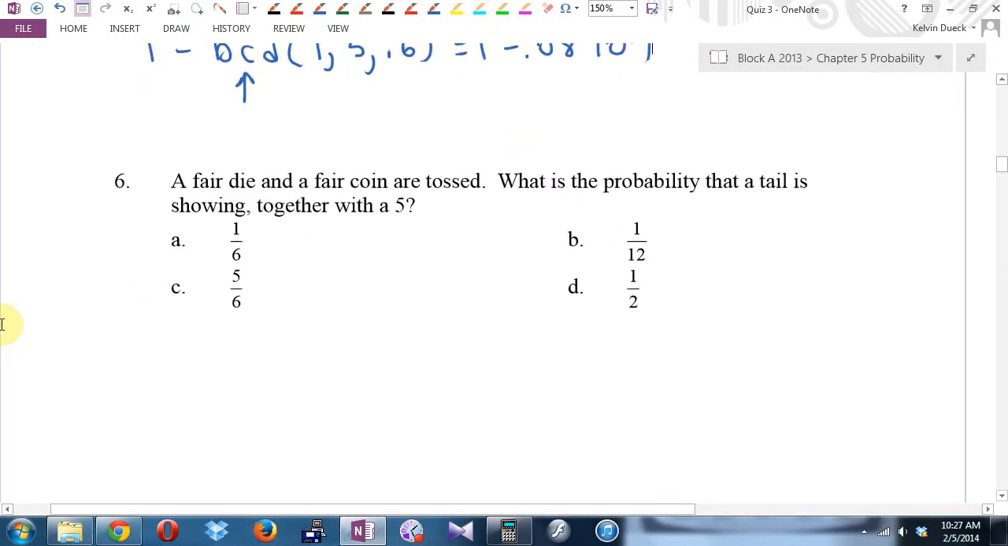Number 6, a fair die and a fair coin are tossed. What's the probability the tail is showing together with a 5? Tail, 1/2, and a 5, 1/6.